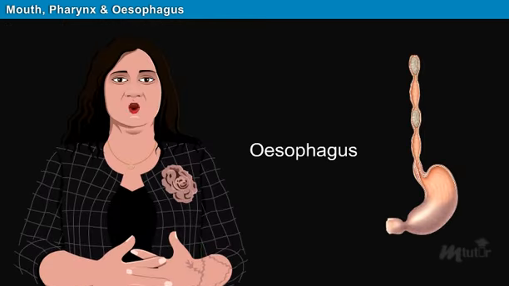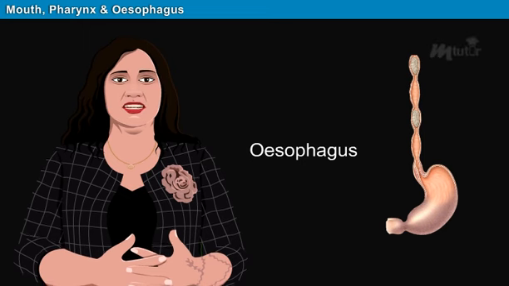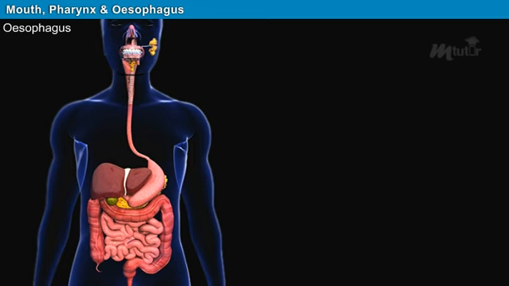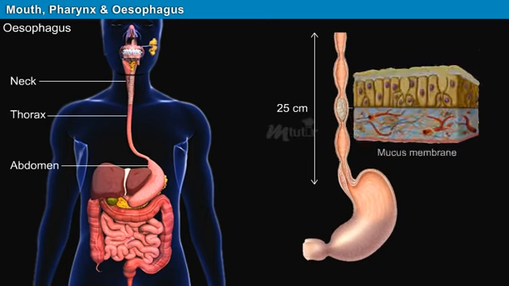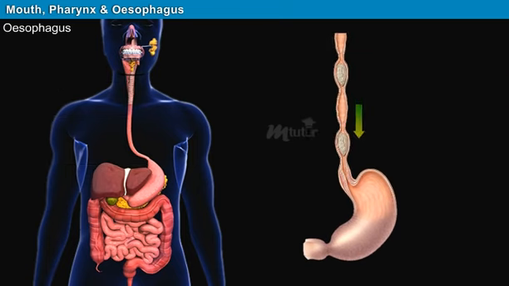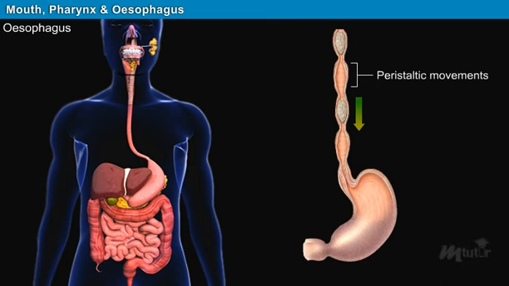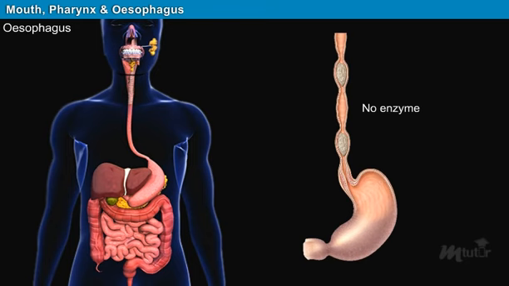Next, we will learn about another gastrointestinal tract organ, the esophagus. The esophagus extends through the neck, thorax, and abdomen. It is a 25 centimeters long fibromuscular tube, lined with a mucous membrane. The contraction and expansion movements of its wall, called peristaltic movements, cause the food to pass into the stomach. It does not do any digestion of food, as no enzyme is secreted in the esophagus.